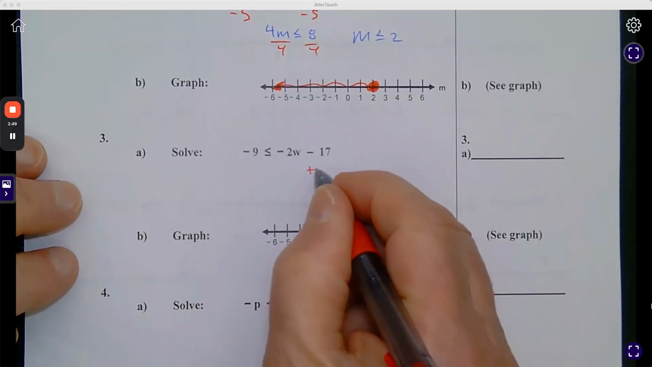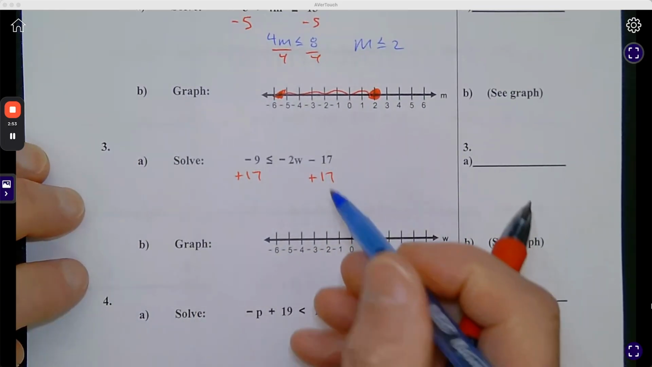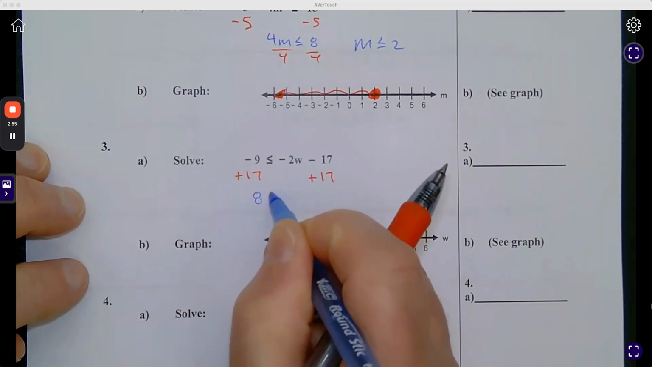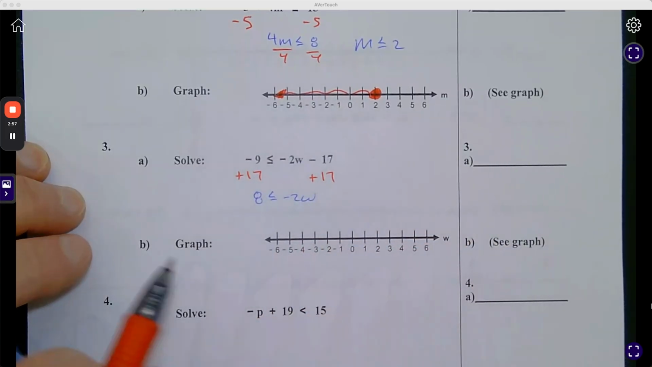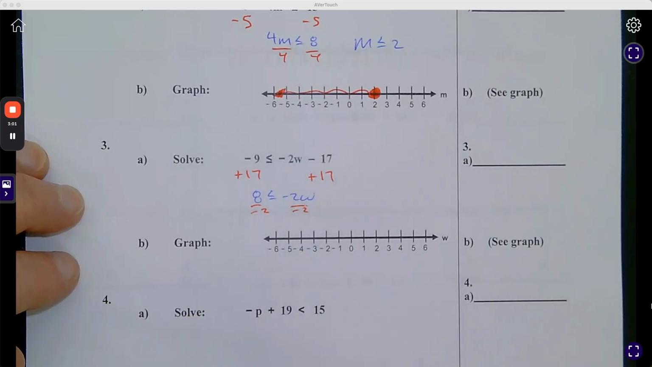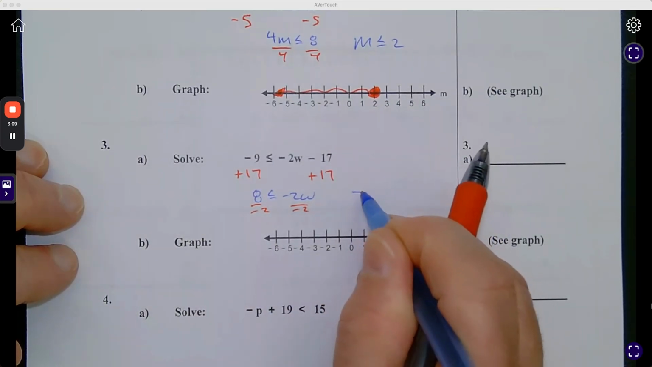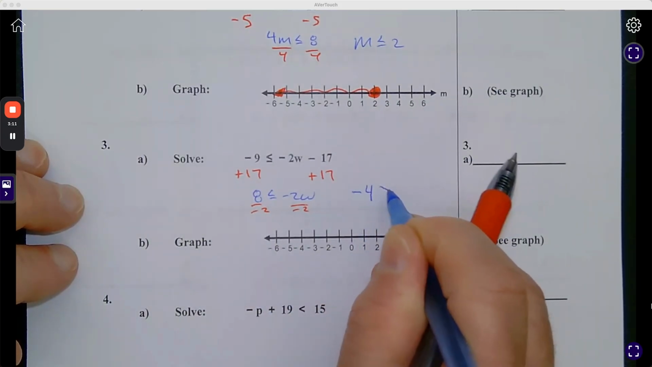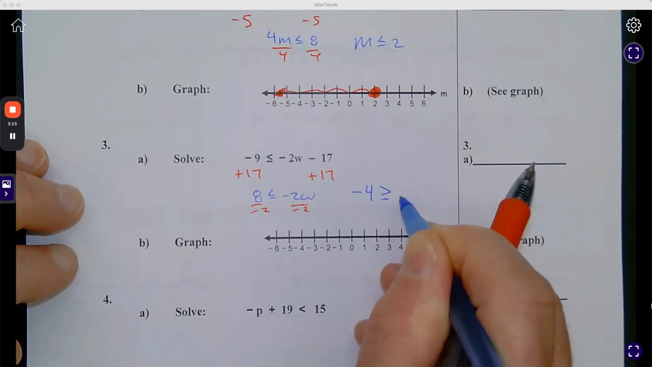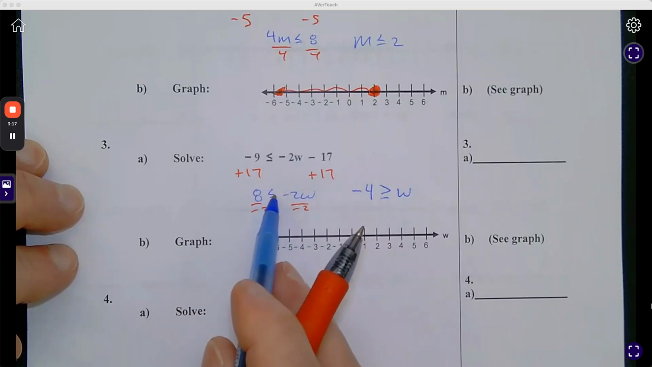Okay, add 17. Rewrite it. That would be 8 is less than or equal to negative 2w. Divide by negative 2, divide by negative 2. When you divide by a negative number, you need to switch the direction of the inequality. So negative 4, switch the direction. Notice I changed the direction of it.